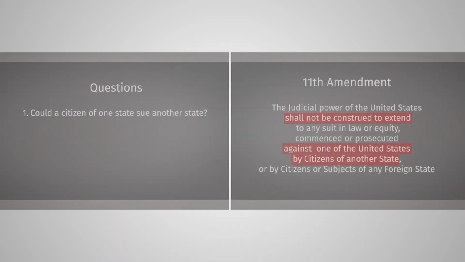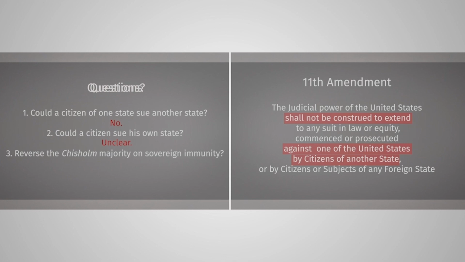The text of the 11th Amendment answered some questions but left many other questions open. First, could a citizen of one state sue another state? That is, could a resident of South Carolina sue Georgia? The answer is now clearly no. Second, could a citizen sue his own state? That is, could a citizen of Louisiana sue Louisiana? The text does not address that question. Third, did the 11th Amendment reverse Chisholm's majority's holding that states lack sovereign immunity? Again, the text does not address that question. These final 2 questions would be resolved a century later by Hans versus Louisiana, 1890.